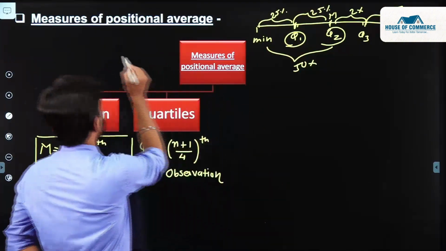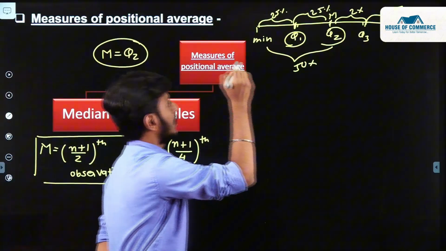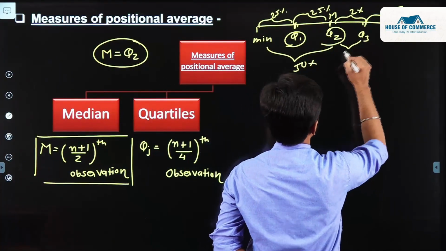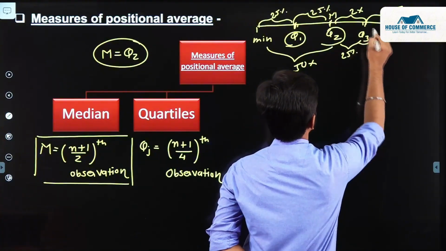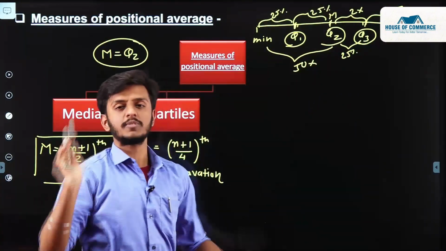that means 50% of observations are lesser than Q2, or you can say the median. So we can denote the median as Q2. M is equal to Q2. Is that clear? Right? And another 25% weightage, that means Q3 covers 75% of observations.